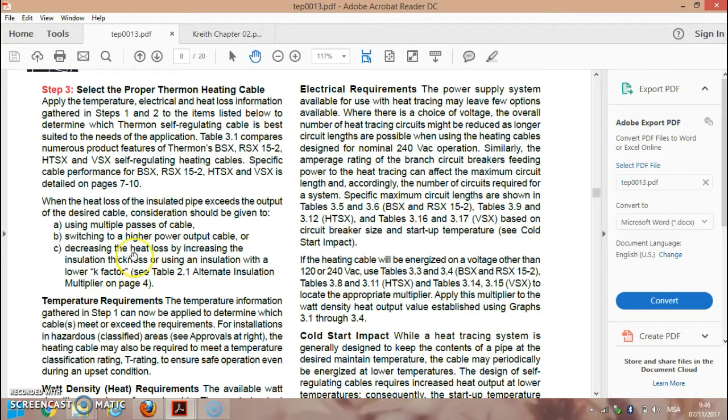So we need to use multiple passes of cable, switch to a higher power output cable, and have insulation thickness. Insulation thickness plays an important role in decreasing the heat loss and lowering the thermal conductivity. That's all from me.